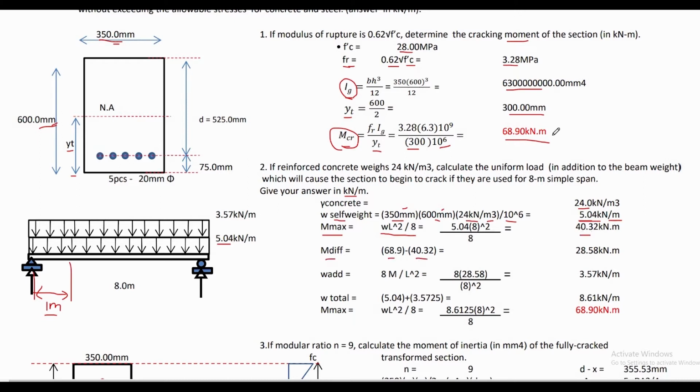And the difference between 68.9, that is the cracking moment, and 40.32, that is the bending moment caused by the self-weight alone, is equal to 28.58 kilonewton meter. This equivalent bending moment will be an additional bending moment that the beam can carry without exceeding the cracking moment of the beam in a span of 8 meters.